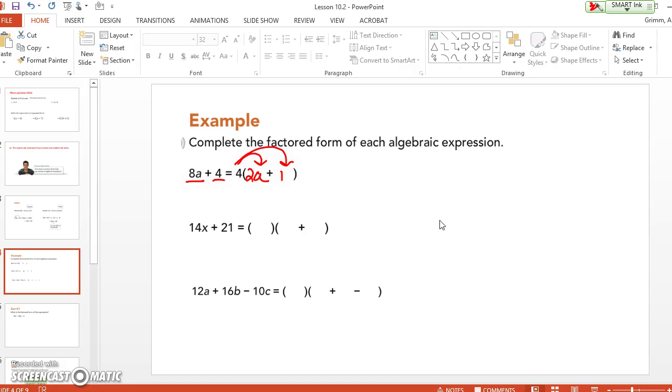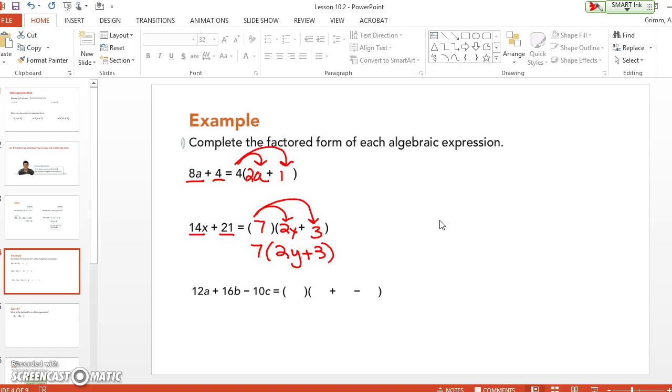What is the greatest common factor between 14 and 21? Stephen? 7. So I'm going to pull out a 7. I'm going to put it out here. That's my greatest common factor. 7 times what will get me to 14x? 2x. And then 7 times what will get me to 21? 3. So my factored form is 7 times the quantity 2y plus 3. You do not need another set of parentheses out front. Typically, you're not going to see those. You're going to see this. That's how it's usually written.